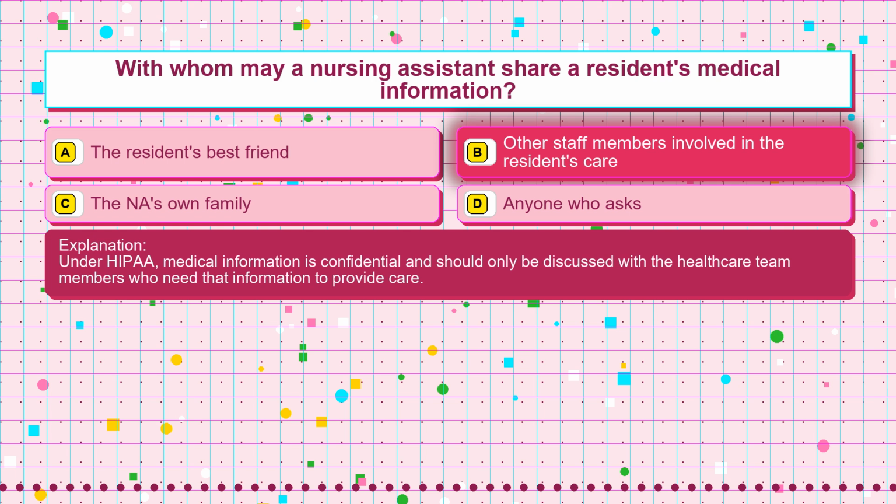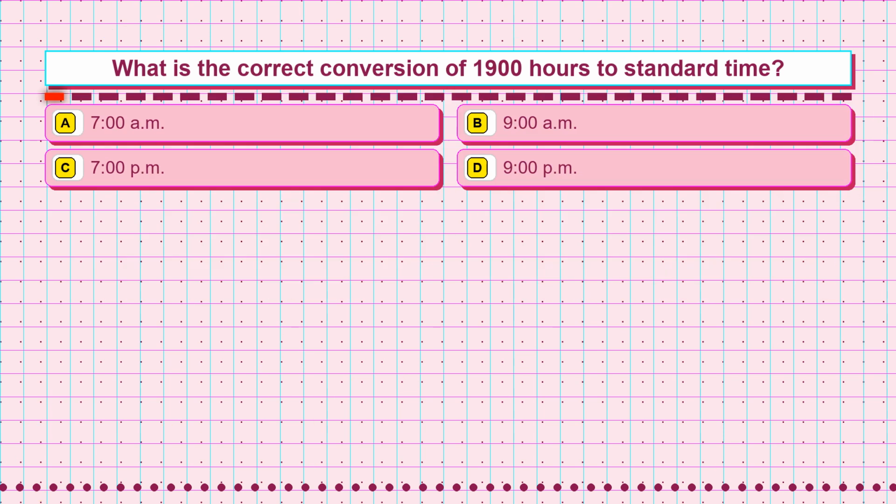Question 5. What is the correct conversion of 1900 hours to standard time? Option A. 7 a.m. Option B. 9 a.m. Option C. 7 p.m. Option D. 9 p.m.